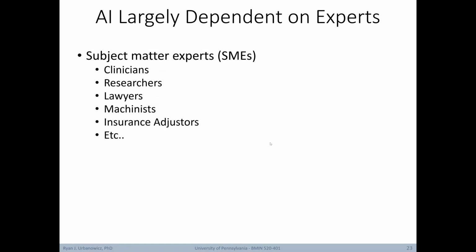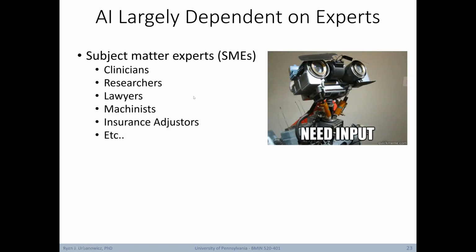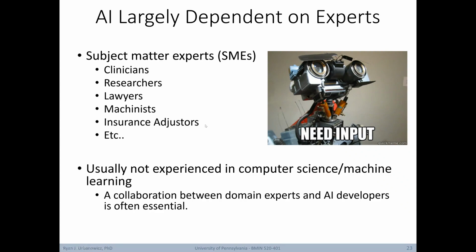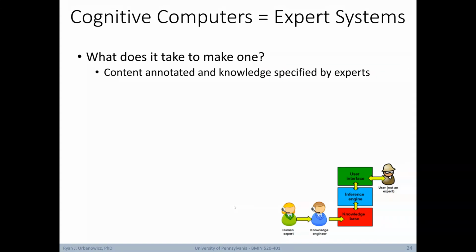Artificial intelligence is largely dependent on experts. So for example, subject matter experts like clinicians, researchers, lawyers, machinists, insurance adjusters. At the end of the day, AI needs input from us. There's no AI that we can just set loose on the internet and expect it to be able to learn enough to complete some task on its own. However, these subject matter experts are usually not experienced in computer science or machine learning, and so to develop effective artificial intelligence systems to be applied to something like biomedical research, you'll need a collaboration between domain experts and AI developers. Cognitive computers are really another word for expert systems in the context of this course.